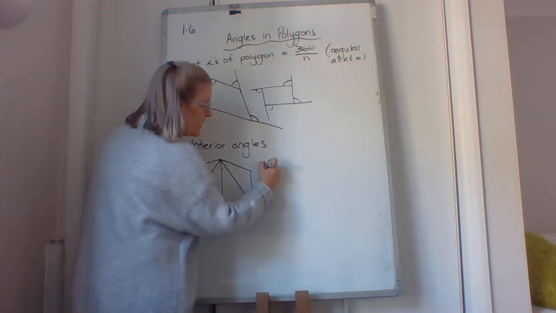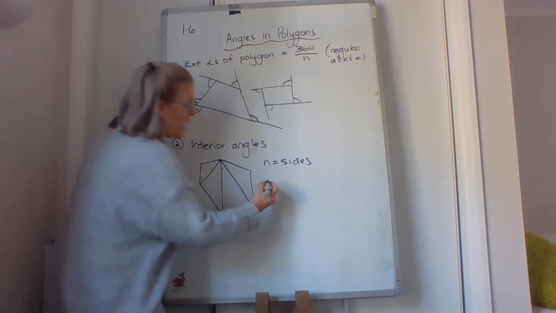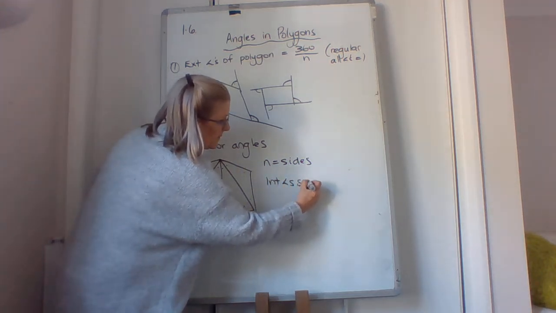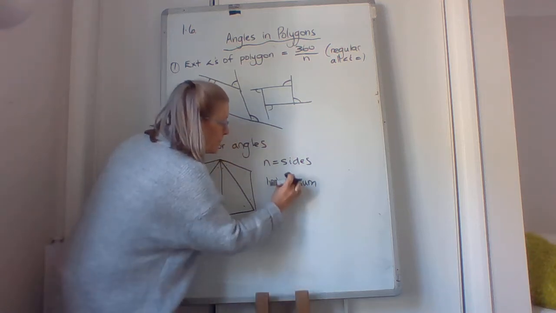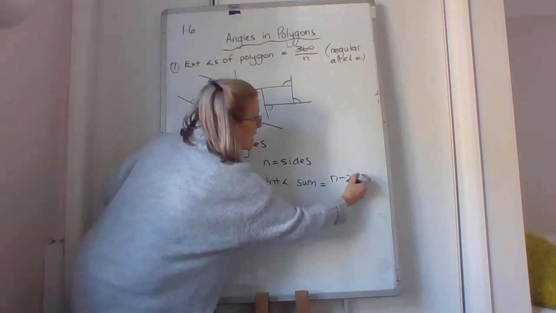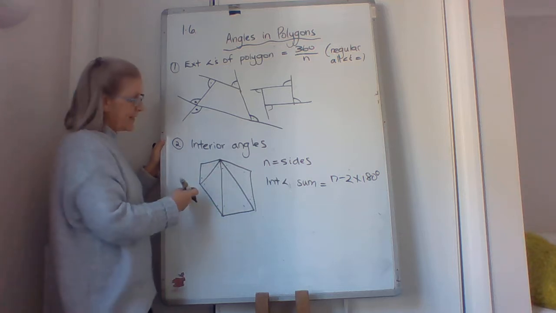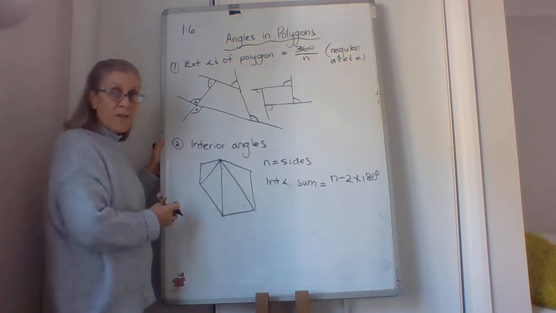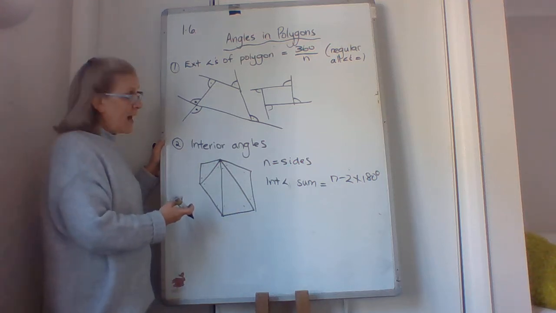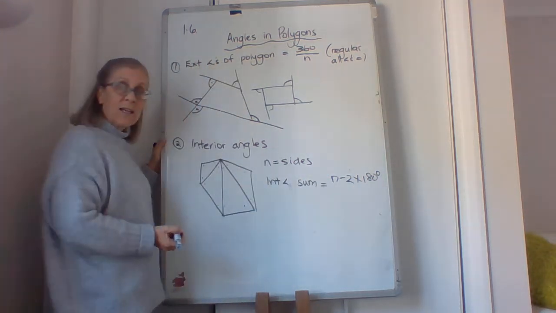So if we know the number of sides, then all the interior angles added up equal n minus 2, that's the number of triangles, times 180. So that's the sum of all of those angles. Now if it's not regular, we need to know all but one of them, or be given some indication as to how big they are, to be able to work it out. And then we take them away from whatever that equals on our calculator.